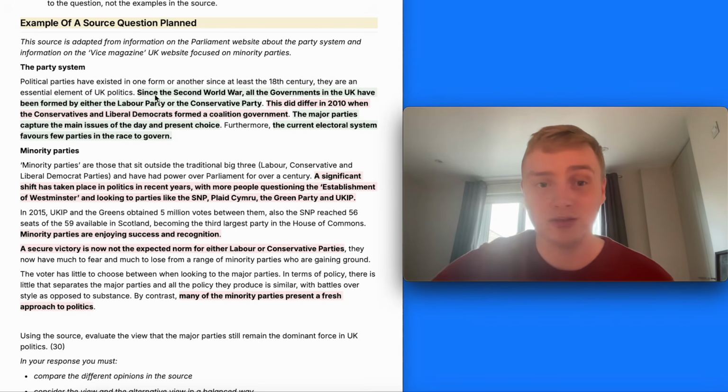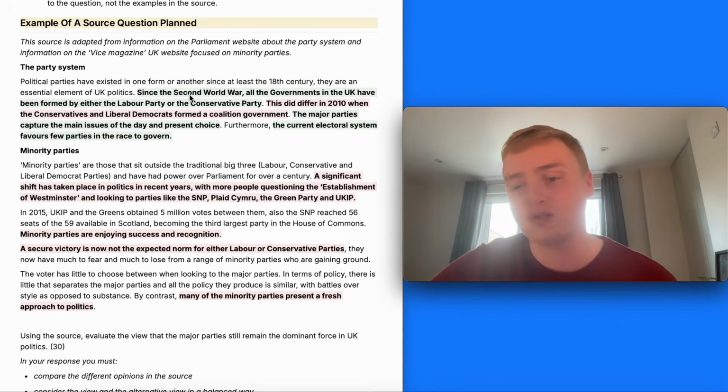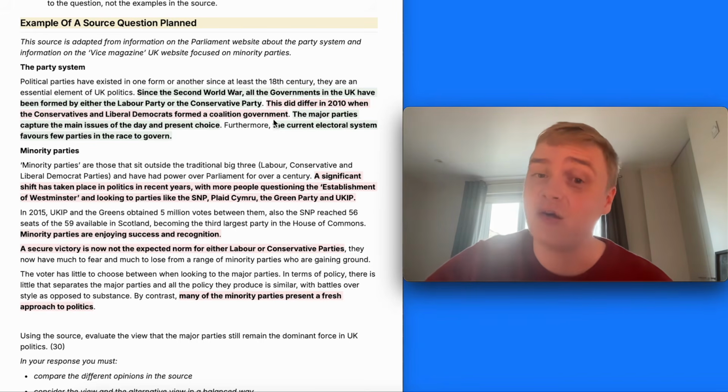So we've got our 3 arguments here. This first one, all governments have been formed by the Labour or Tories. Second one, the major parties capture the main issues of the day and present choice. And finally, the current electoral system favours a few parties in the race to government. And we've already also actually got one argument for the other side of the argument. Then we carry on reading.